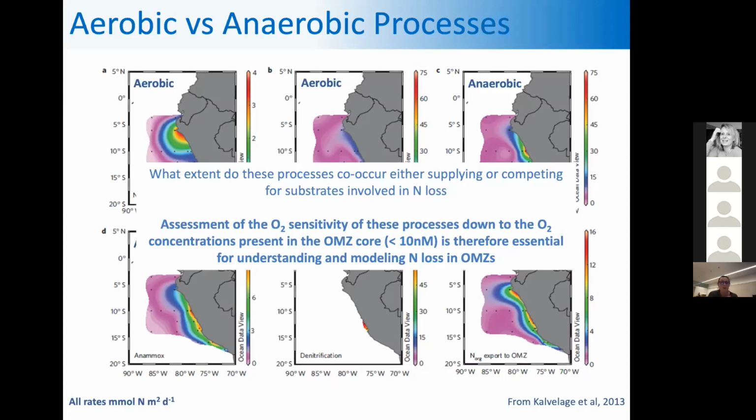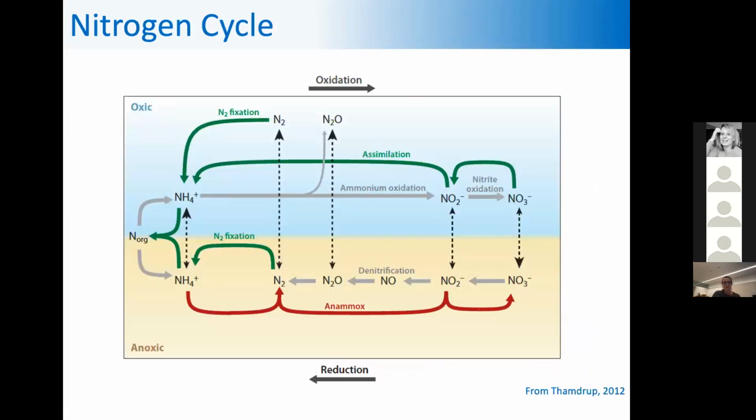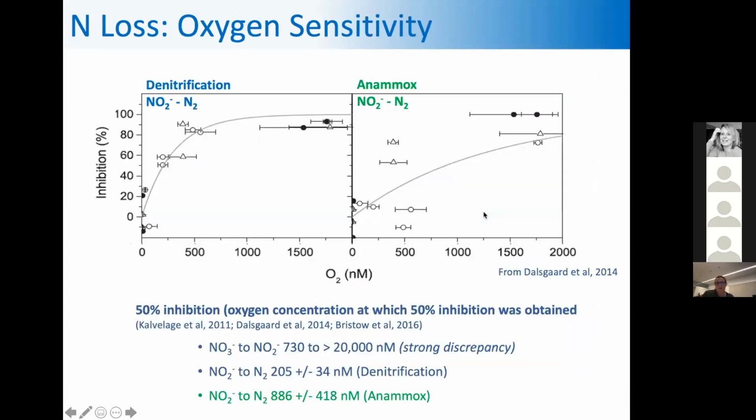And so down at those few nanomolars that we were looking at a few slides ago. And so just to quickly go back to the nitrogen cycle image here, I'm mainly going to have a look at the oxygen sensitivity of denitrification and anammox, and so those nitrogen loss processes. And then we'll have a look at the oxygen sensitivity of nitrite oxidation and really think of that as a recycling process, because it's still keeping nitrogen within the system. And so, yeah, those nitrogen loss processes first.